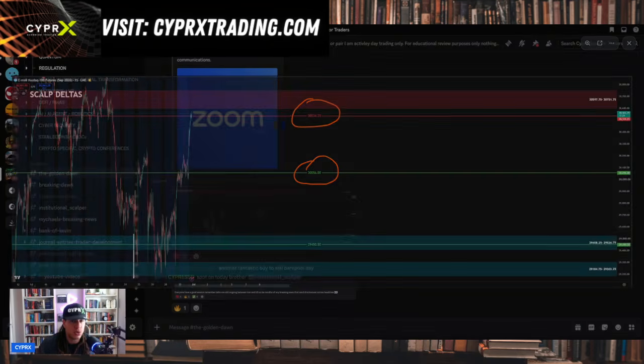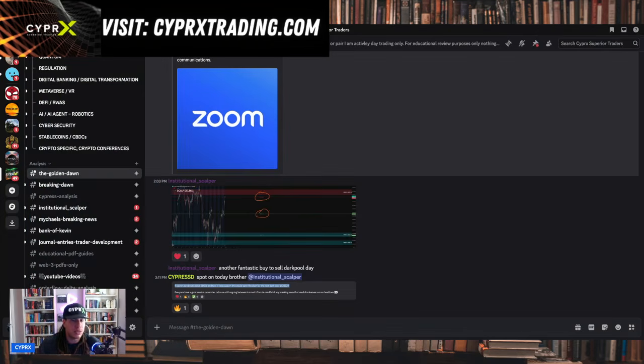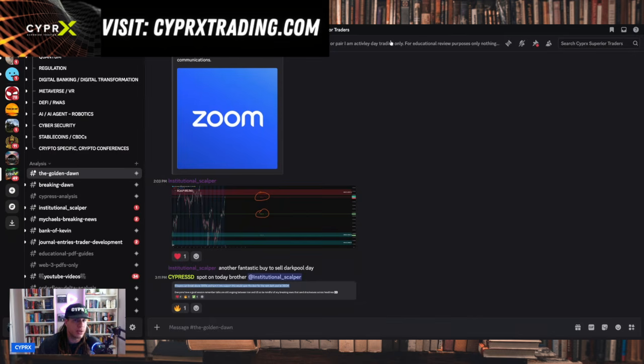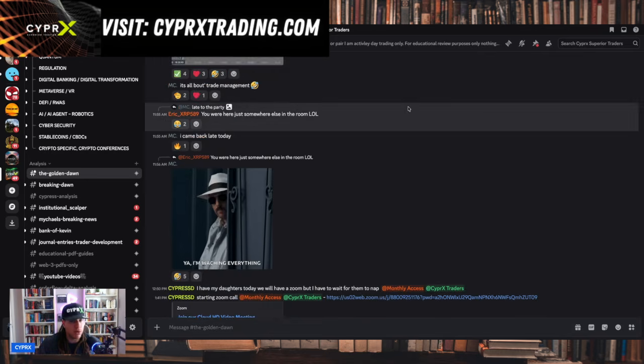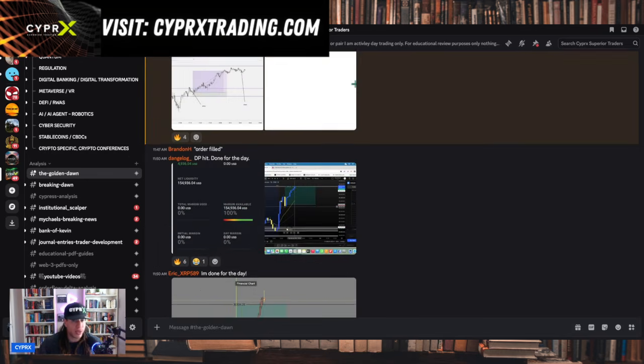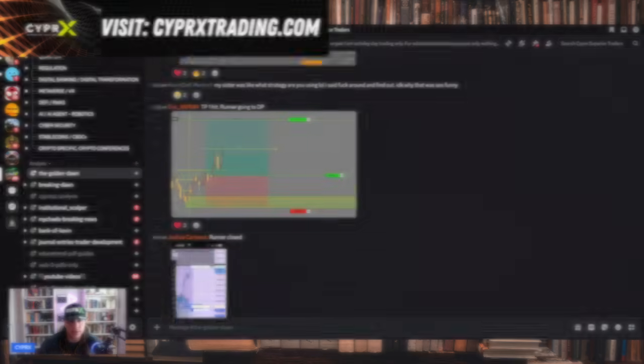Using institutional software to trade from level to level. Regardless if you're doing this on NASDAQ, some of our members are doing this on gold, some of our members are doing this in crypto, trading XRP, Bitcoin, Ethereum.